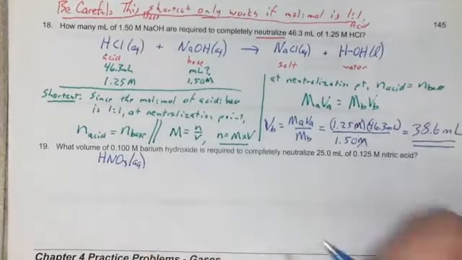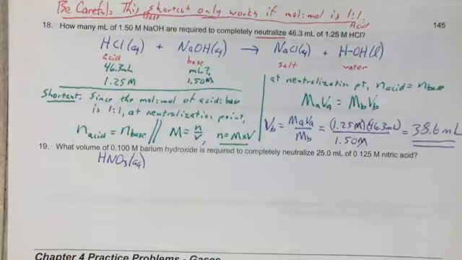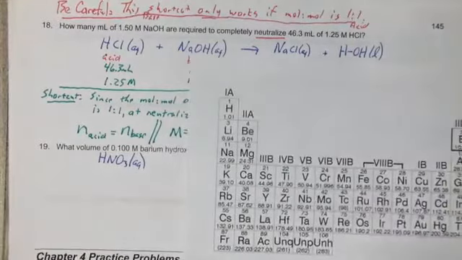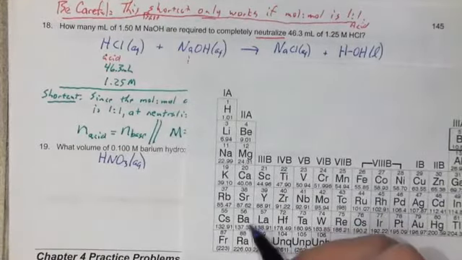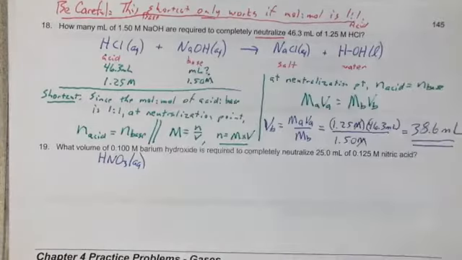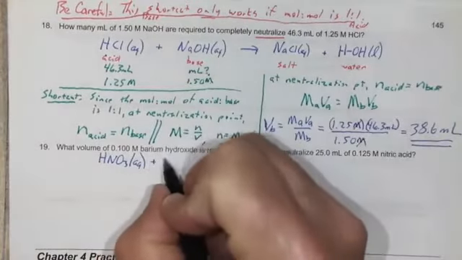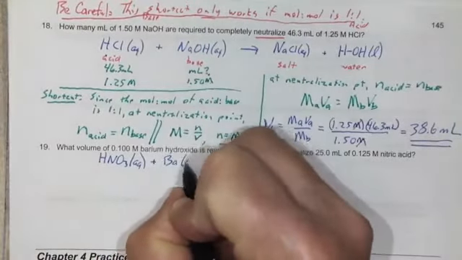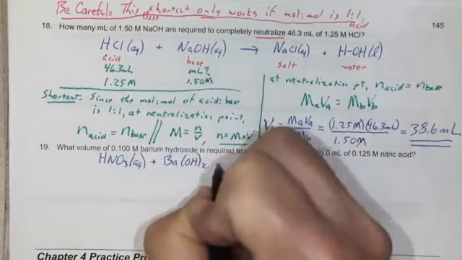Okay, so what do you have to know about barium hydroxide? Let's go to the periodic table. Barium is in group 2 of the periodic table. It has a +2 charge. Hydroxide is OH minus 1. You have to know then the formula for barium hydroxide is Ba(OH)2.